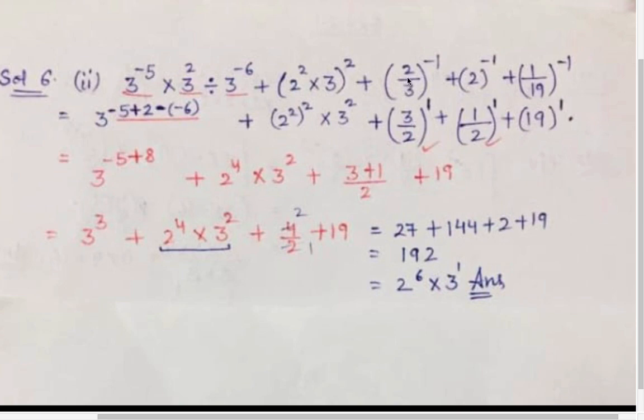Solve further. 2 by 3, whole raised to power minus 1, will change to 3 by 2 raised to power 1, which is 3 by 2 itself. 2 raised to power minus 1 will change to 1 by 2, plus 1 by 19 raised to power minus 1 will change to 19.